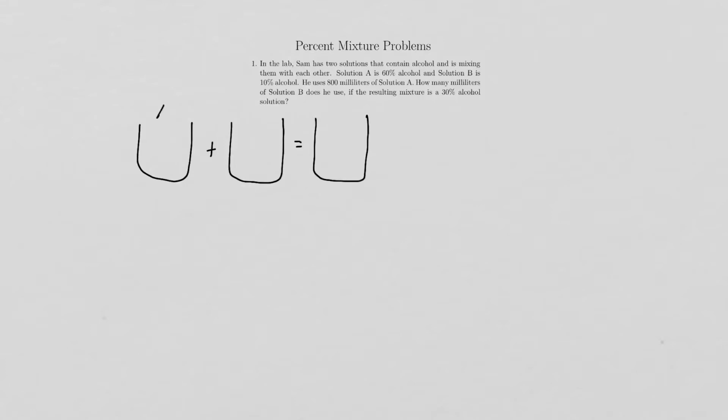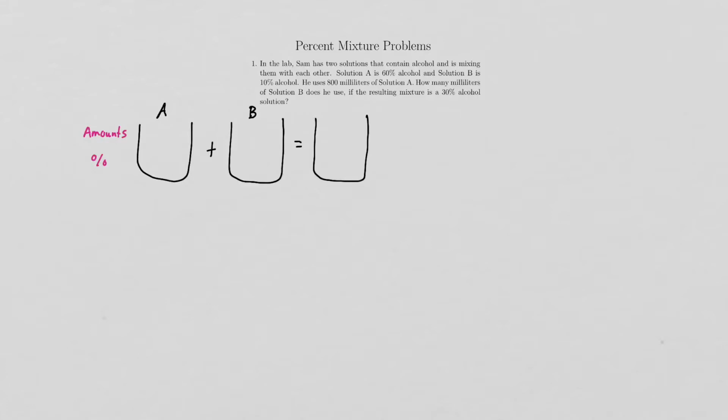And so they give me some information, solution A and then solution B. And so I'm going to kind of fill in what goes into these beakers. I'm going to use the top part of my beaker to represent amounts. So anything that's an amount, I'm going to put in the top part of my beaker. And anything that's a percentage, I'm going to put in the bottom of my beaker.